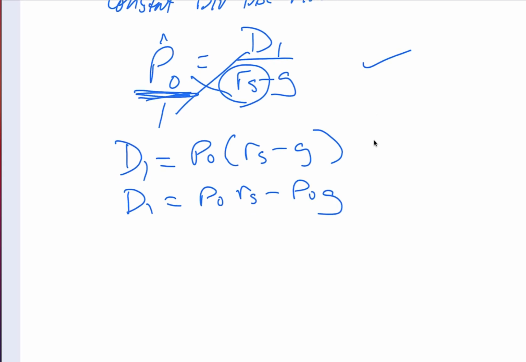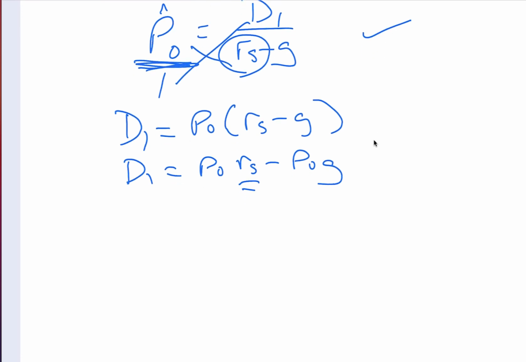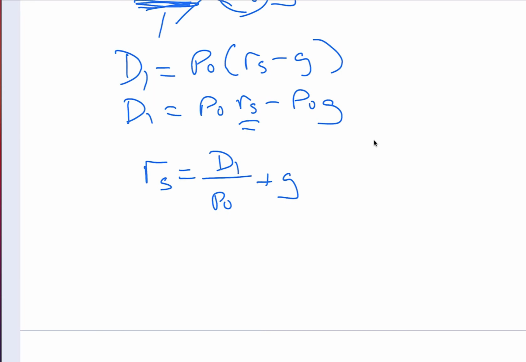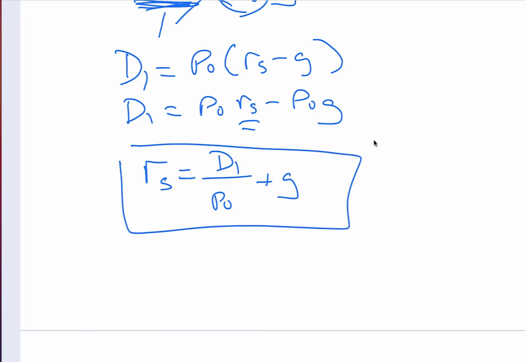And we want to solve for Rs. When we solve for Rs, we're going to get this: Rs equals D1 over P0 plus g. Ooh, look at that formula. It says the required rate of return on the stock is equal to the dividend yield, that's the dividend yield, plus the growth rate of the dividend.